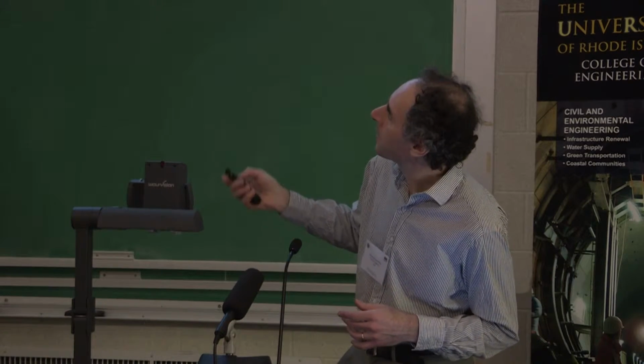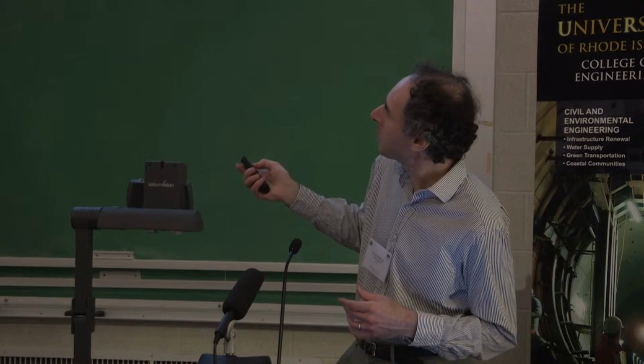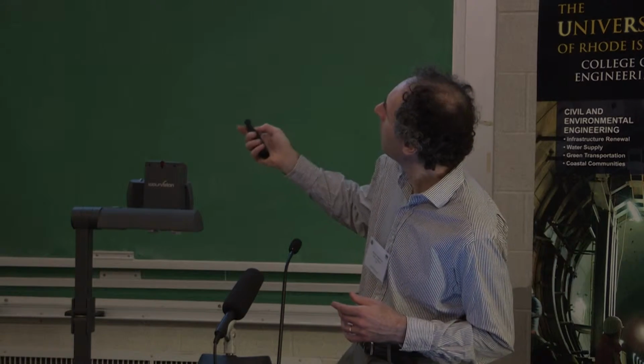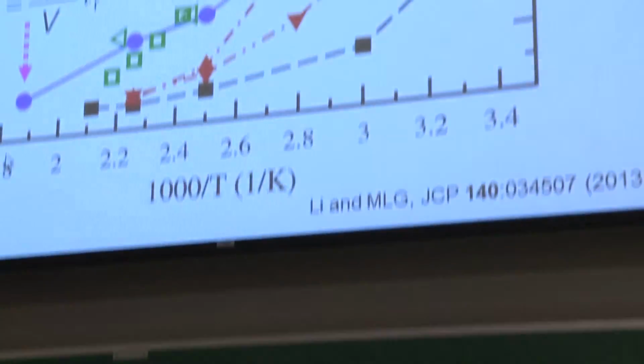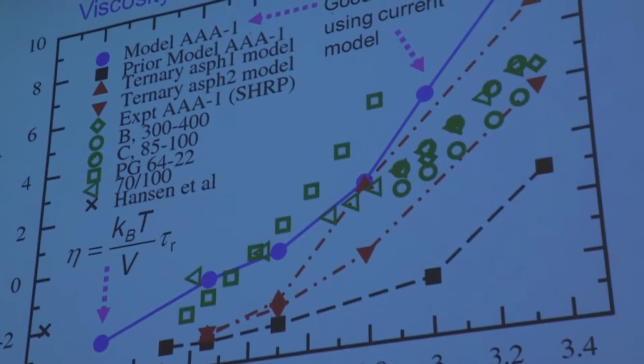This is a plot of viscosity as a function of inverse temperature. Hot is over here, cold is over here. The blue points here are the simulation results. The green symbols are various experimental data for various asphalts. And we're looking at the same scale and the same kind of temperature dependence, so that makes us happy.